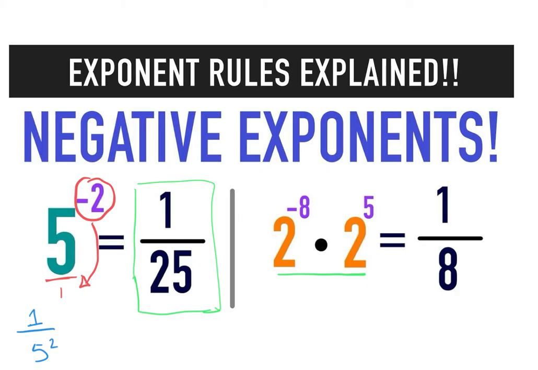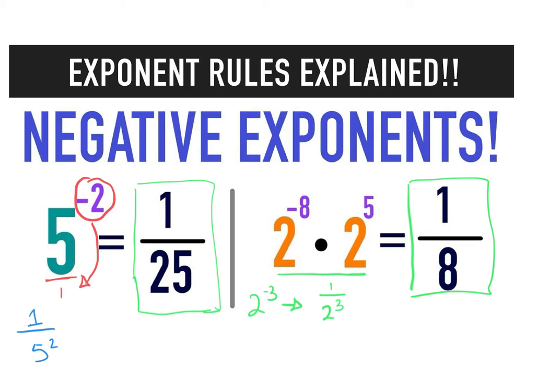For example, if I were to just use the product property and add my exponents here, same base, we're multiplying, so I can add. Negative 8 plus 3 is equal to negative 3. So I end up with 2 to the negative third power, which means I need to simplify this into a fraction to get rid of the negative. So I have 1 over 2 to the third power. 2 to the third power is 8, which gives me 1 over 8.